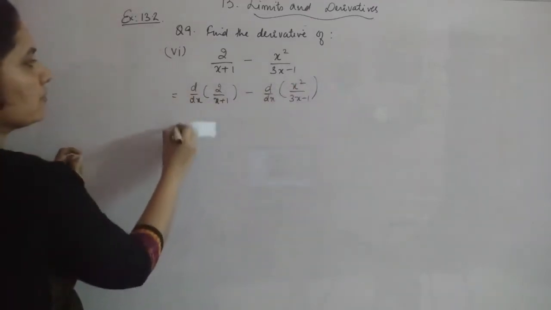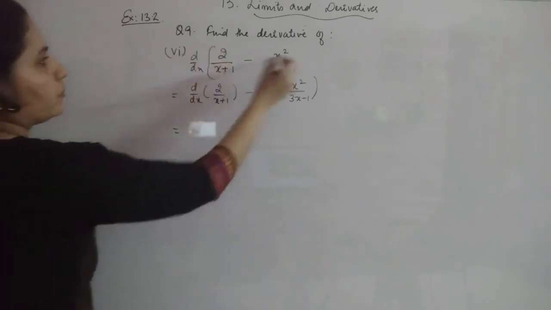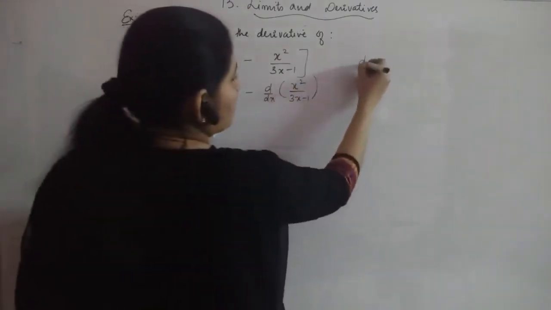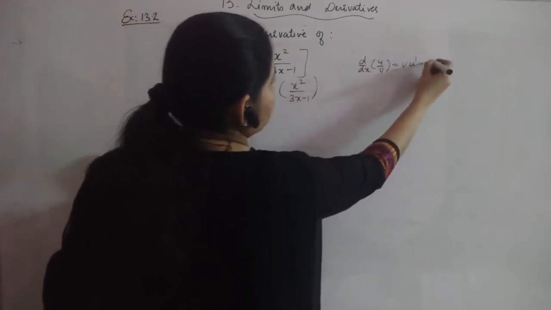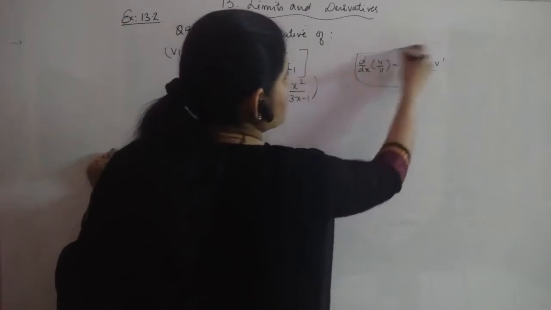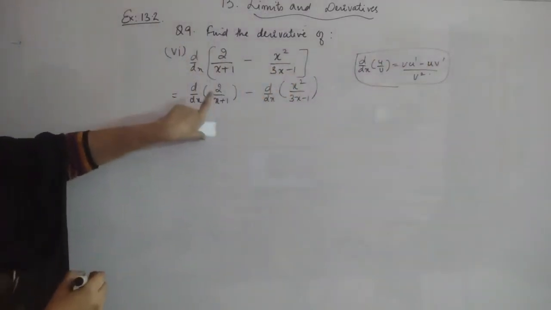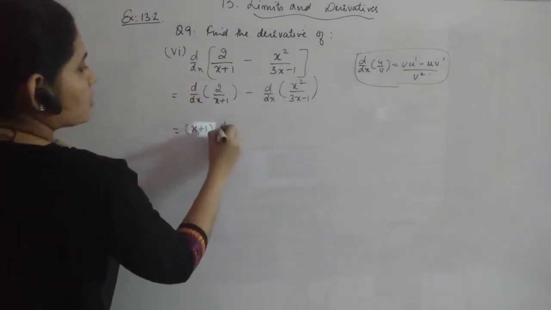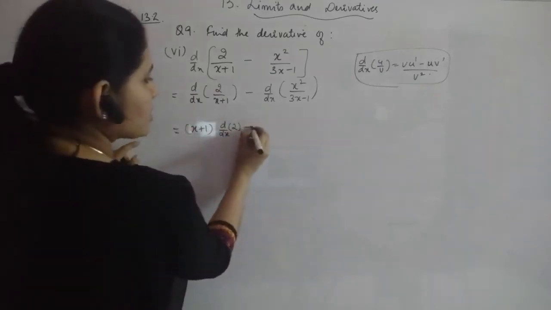So for the first term, d by dx of, what is the quotient rule? d by dx of u by v is v into derivative of u minus u into derivative of v, divided by v square. So this is what we are going to use now. So here what is the denominator? x plus 1, and numerator is 2. So you will get x plus 1 into derivative of 2 minus, here minus is in between.